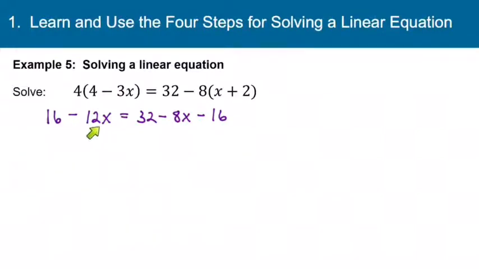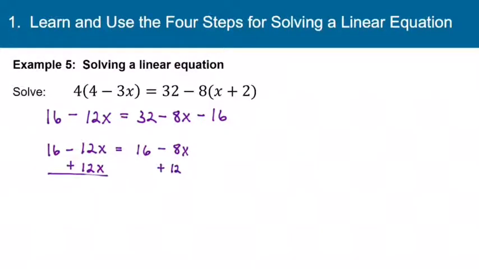The left side cannot be simplified, but the right side can be simplified because we have 32 and minus 16 as our two constants here. So of course 32 minus 16 is positive 16. So that's going to give us 16 minus 8x on the right side. Now we're in that situation where we have variable and constant on the left and also variable and constant on the right. So remember, when we're in this situation, we always choose to eliminate the smaller variable term. Of course, negative 12 is smaller than negative 8, so let's eliminate this negative 12x.